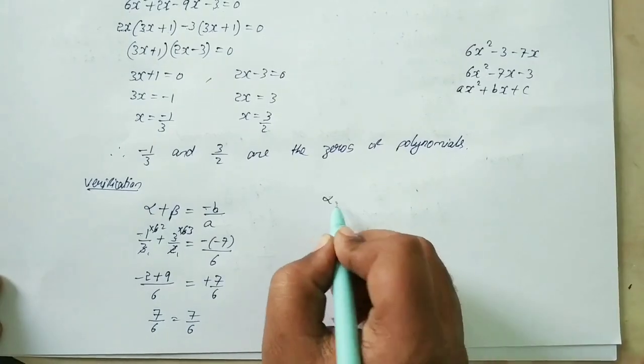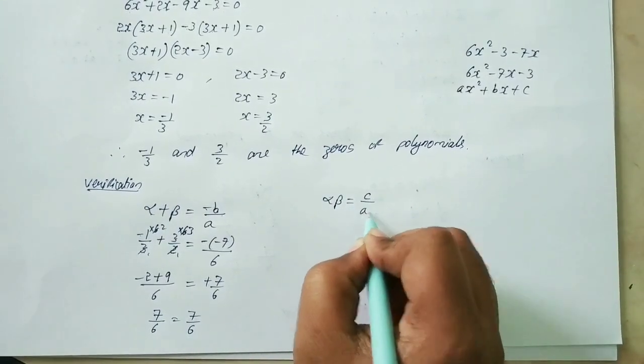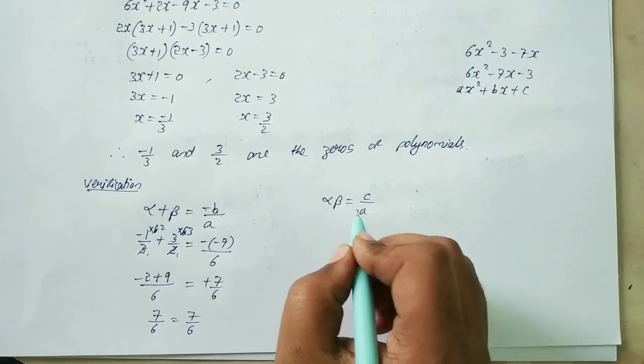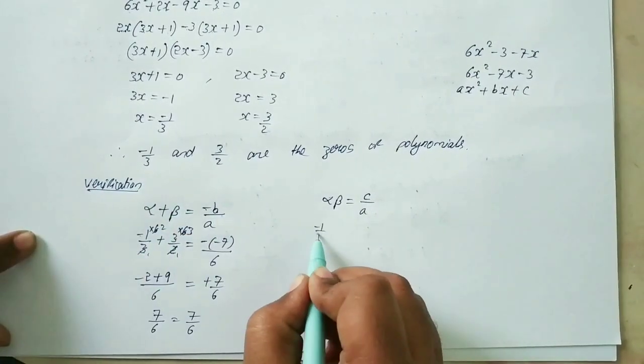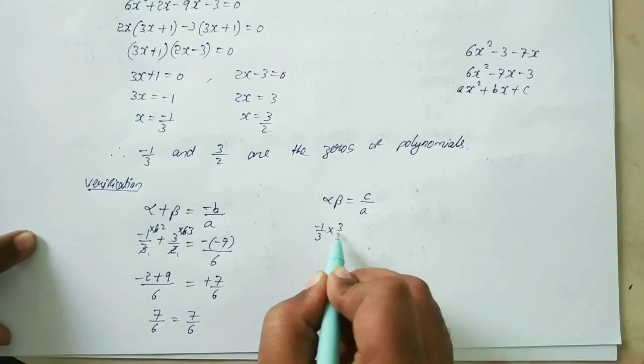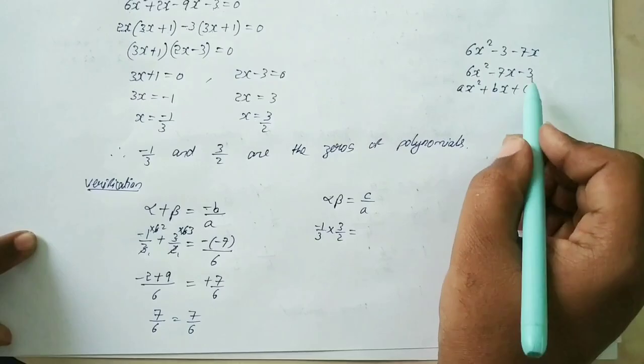So next, one more, the product of zeros we have to verify. Product of zeros, what is the formula? Alpha into beta is equal to c by a. So alpha and beta means zeros. What are the zeros we have? Minus 1 by 3 and one more, 3 by 2, is equal to c. What is c here? It is the constant. So what is the constant they have given?